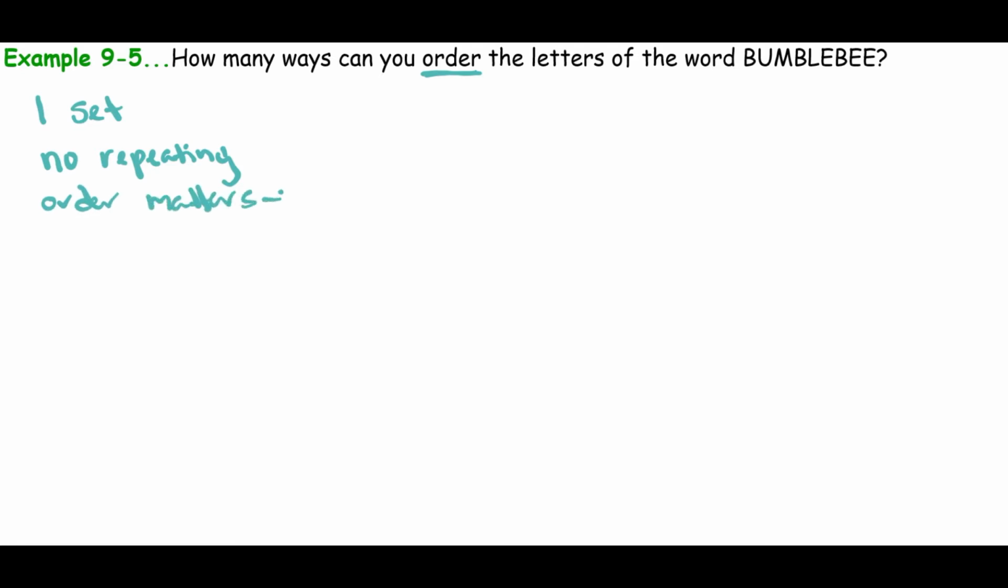So remember, when order matters, that tells me that I'm doing a permutation. So once I'm doing a permutation, we need to figure out, am I using all the items, or am I just using some of the items, and then are there any items that repeat? So notice here you've got 3 B's, you've got 3 E's, so we've got repeating letters here. So we are doing a permutation, but we have identical items.